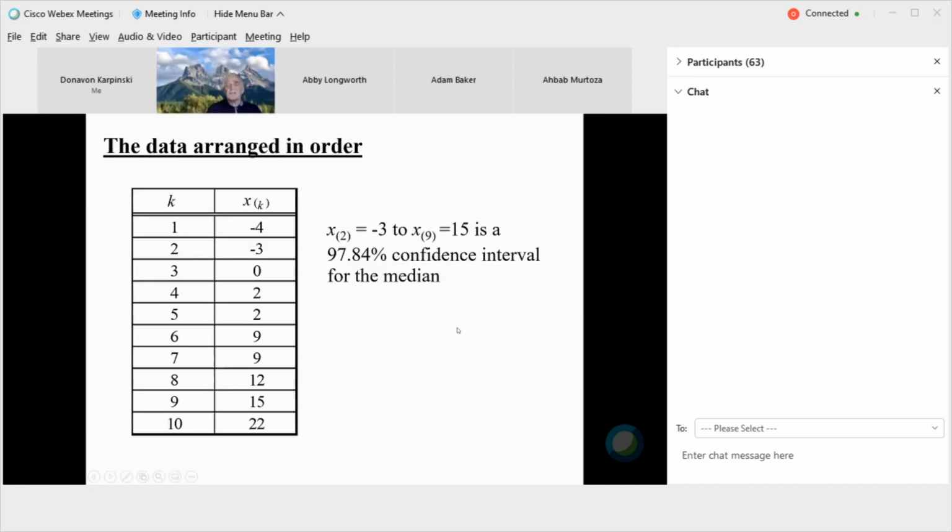The second smallest to the second largest. The second smallest is 3. The second largest is 15. This is a 97.85% confidence interval for the median. The median is with 97.84% confidence between those two values. We could have also computed confidence limits for the center of the distribution if it's assumed to be normal, but that requires the assumption of normality. This doesn't require the assumption of normality.